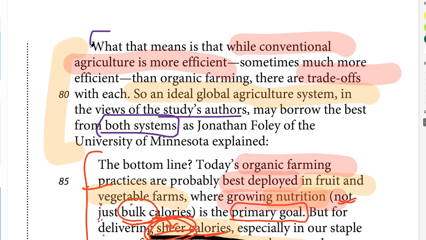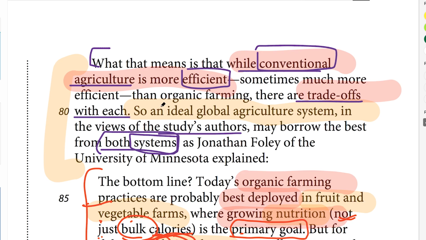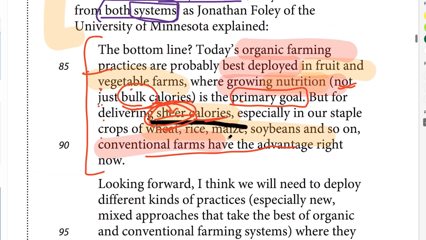So I'm going to go back up here. What it means is that while conventional agriculture is sometimes more efficient than organic farming, there are trade-offs with each. So the two kinds of systems are organic and conventional agriculture. So the ideal global agricultural system probably takes the good things about conventional agriculture, which is the fact that it's efficient, which means probably that it produces a lot of food.